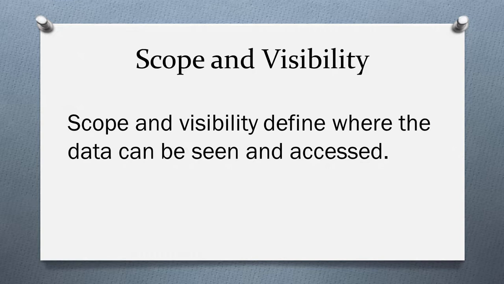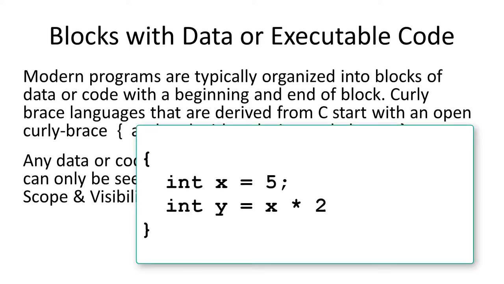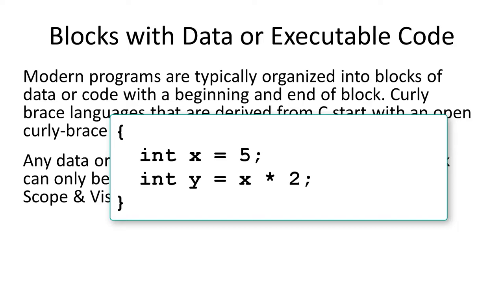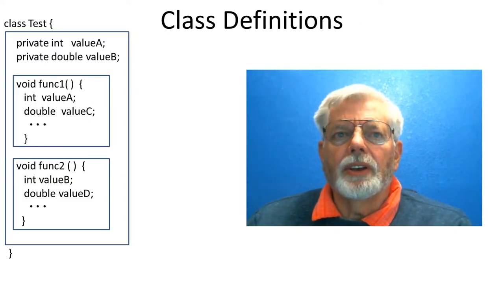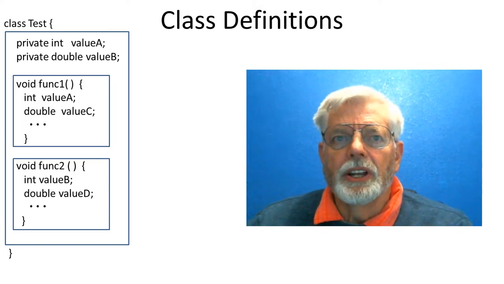Scope and visibility define where the data can be seen and accessed. Modern programs are typically organized into blocks of data or code with a beginning and end of block. Curly brace languages that are derived from C start with an open curly brace and end with a closing curly brace. Any data or code that is placed within a begin-end block can only be seen within that block. This is called scope and visibility. Everything is self-contained within objects. Instead of having file-level data definitions, you have class-level data definitions.